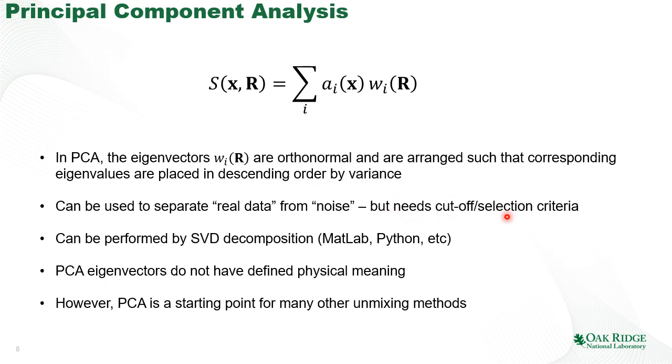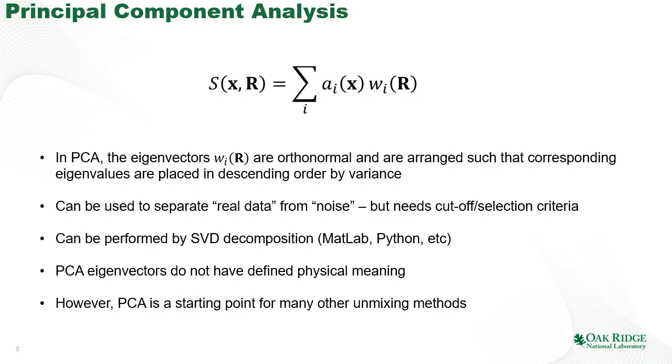But in this case, we need to make a judgment about what our selection criteria are. How do we select the right components, or how do we make the cutoff if we just choose the first several components that matter? Practically, PCA can be realized using SVD decomposition in MATLAB, Python, or whatever. It used to be complicated 20 years ago. Now it is just 3 lines of code.